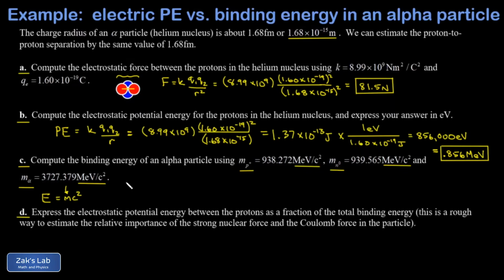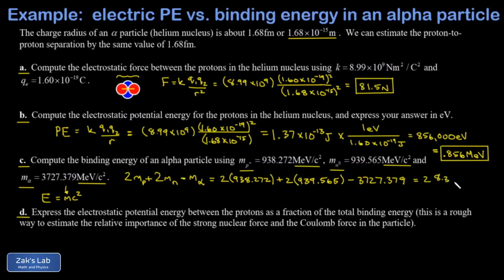So we move forward with getting our missing mass. There's the mass of the ingredients, that's 2 protons and 2 neutrons. Then we subtract the mass of the alpha particle that's formed from those protons and neutrons. And when we run the numbers on this, we get 28.3 MeV per c squared of missing mass. Again, when you want to find the actual energy equivalence of that, you just plug m into E equals mc squared. The c squareds cancel, and I get energy in mega electron volts. So my binding energy is 28.3 MeV.